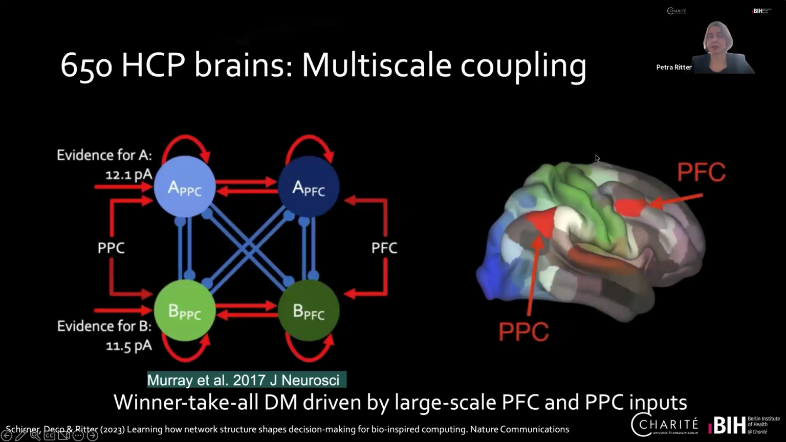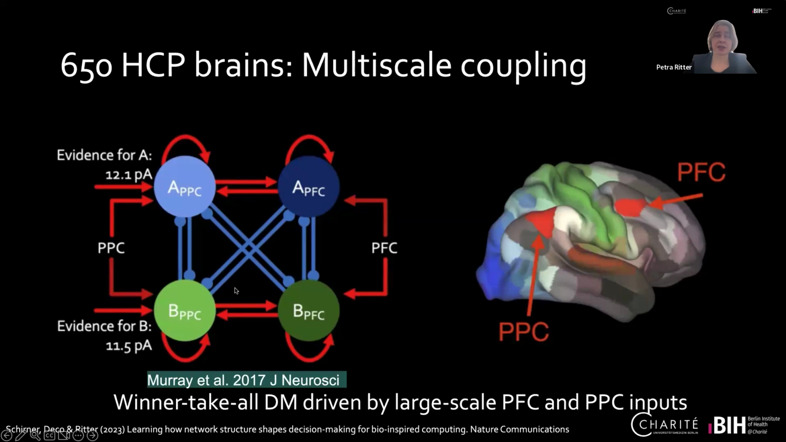So this is just another depiction of the same thing that I have shown on the previous slide. So this is a brain. Here you see the prefrontal cortex and the postparietal cortex. So this is a circuit model that we used and that we plugged in the brain network model. These two populations were sitting in the prefrontal cortex, and these two populations were sitting in the postparietal cortex.